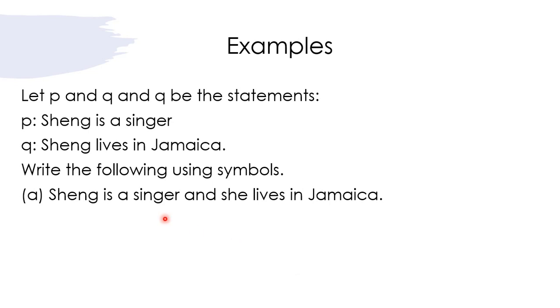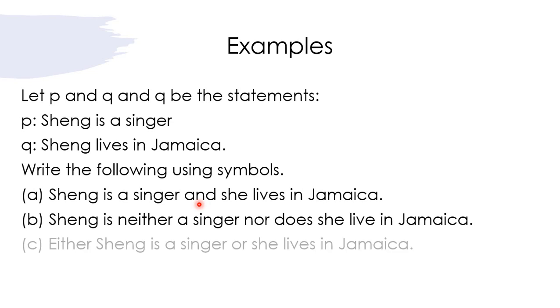So we want to write the statement Sheng is a singer and she lives in Jamaica. Now what is this? Clearly, because of this "and" here, we know that this is a conjunction. So this is just P and Q. The other part, so Sheng is neither a singer nor does she live in Jamaica.